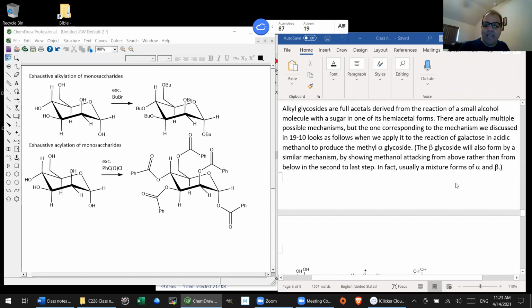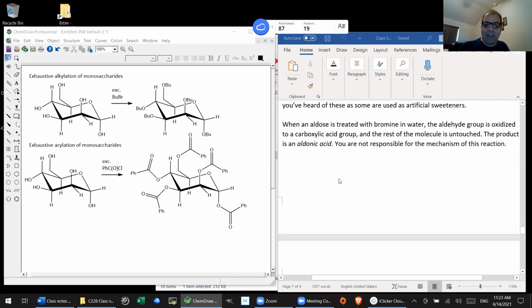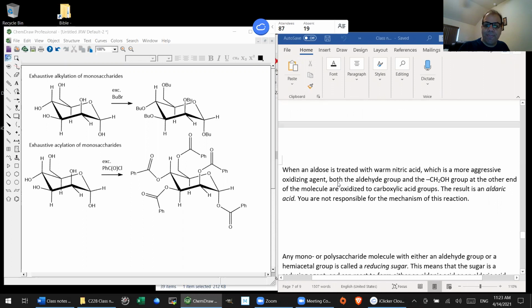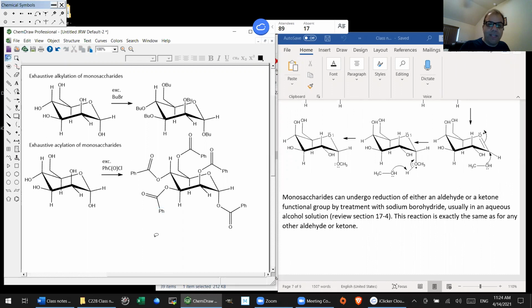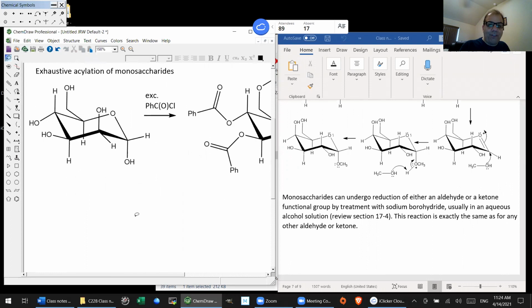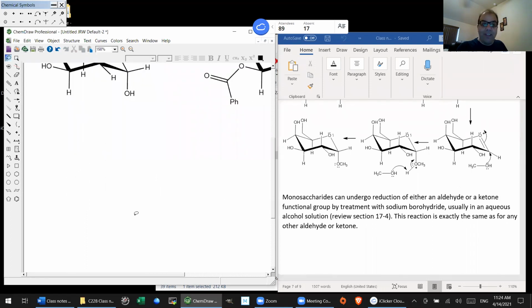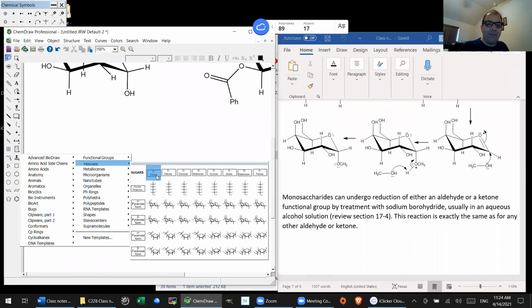I want to save the alkyl glycosides for last and do these redox reactions first. Good. Let me just make that bigger again so people can see. So there also are redox reactions that simple sugars can undergo. Let me go get another monosaccharide. They have the straight chain forms as well.